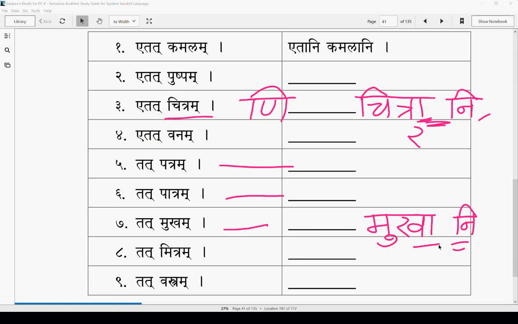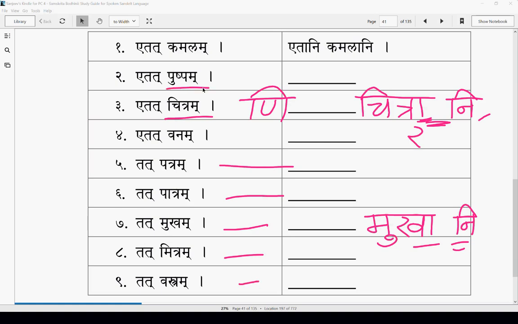So first there has to be one of the three trigger letters, Ru, Ra, Sha, and then in between there should not be any preventing letter. So both have to be satisfied. Now, same thing, Mitram, Mitrani. So here there is a change. Vastram, Vastrani. There is a change.